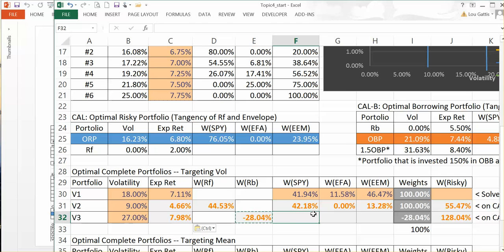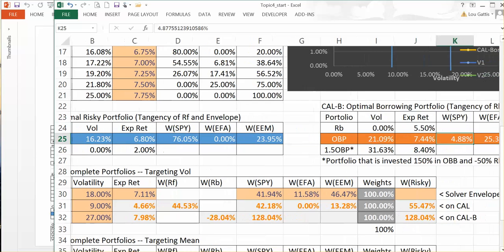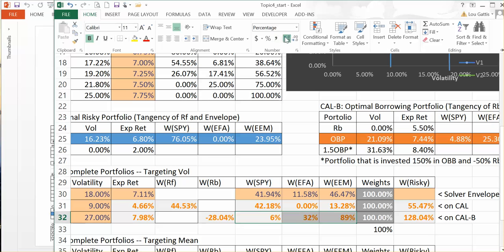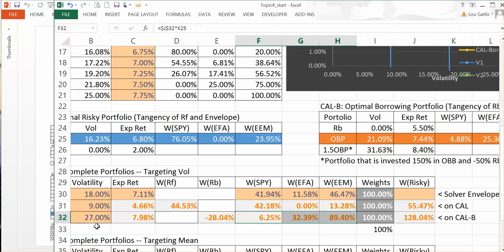And then lastly, how do I build that portfolio? Well, 128% of my money is invested. I'm going to anchor that, F4, in SPY's weight, so 128% of the weight of SPY in the risky portfolio. And I'll just copy that. So that's how I build that portfolio.